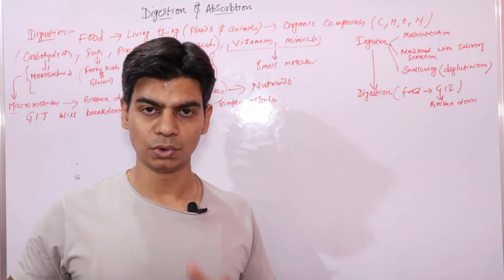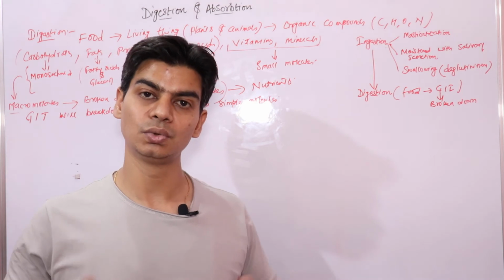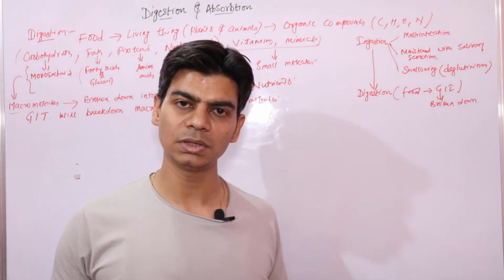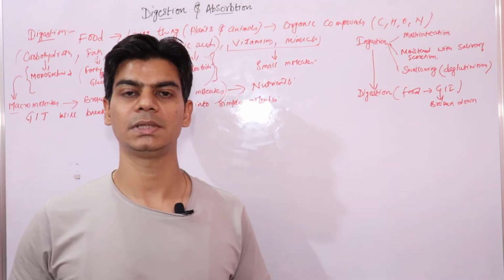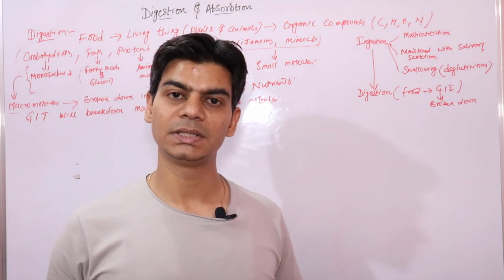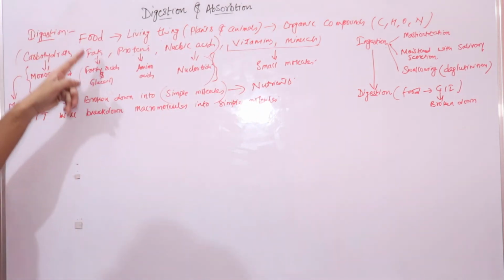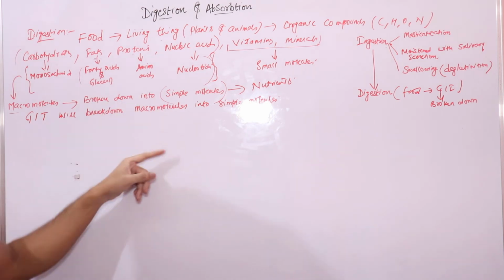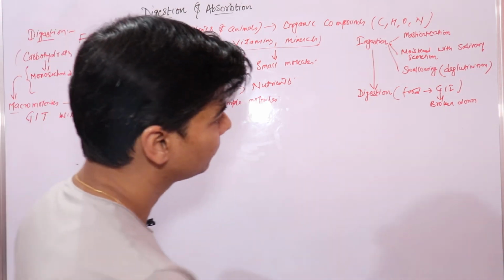So all these juices that are secreted by our body organs contain digestive enzymes. And what are digestive enzymes? They assist in digestion. When we say they assist in digestion, that means they help in the breakdown of complex molecules into simple molecules, or bigger molecules into smaller molecules.